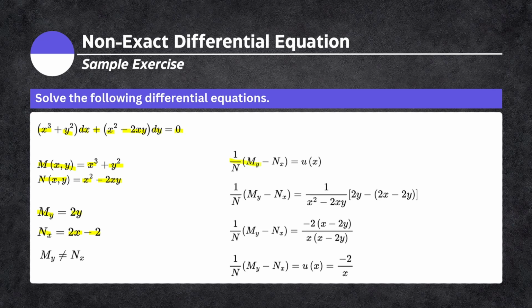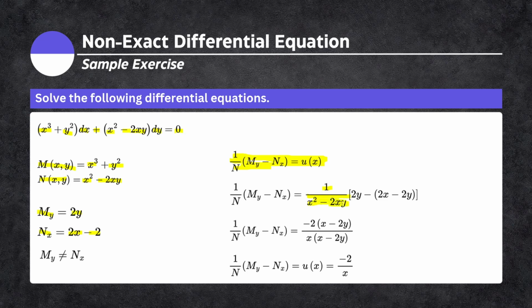So let's use this formula. Okay, and if it doesn't work, let's try the second formula, which is u of y. Okay, so in this case we use u of x. And the formula here is 1 over n times the quantity partial derivative of m with respect to y minus the partial derivative of n with respect to x. Okay, and that is 1 over x squared minus 2xy.